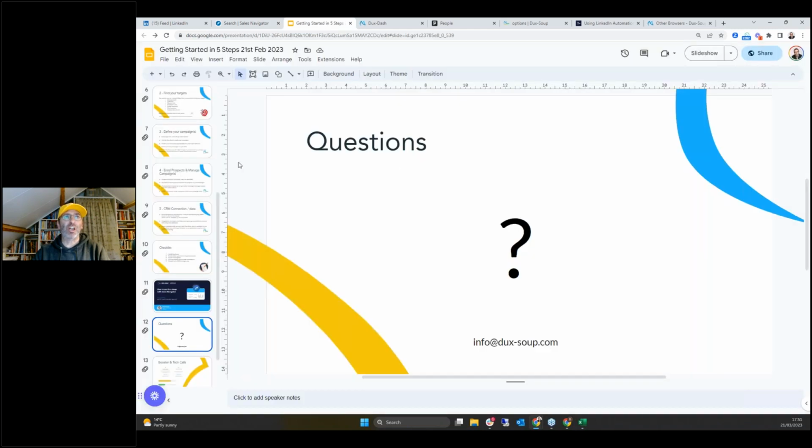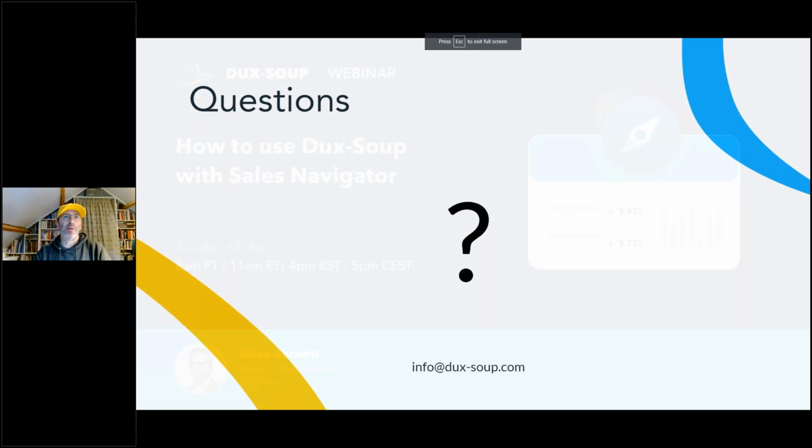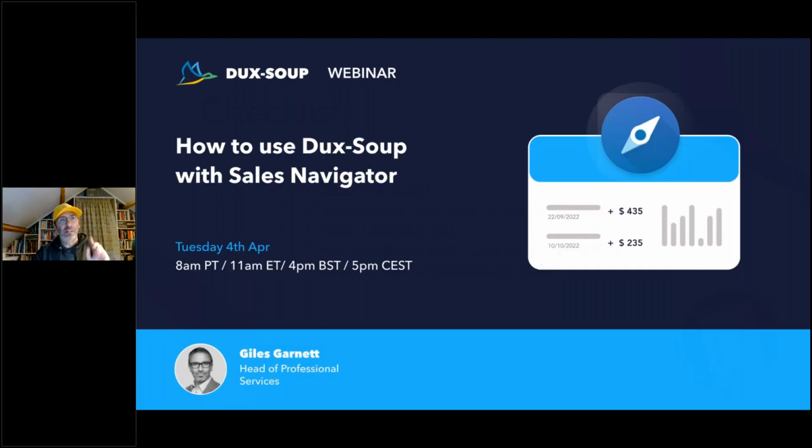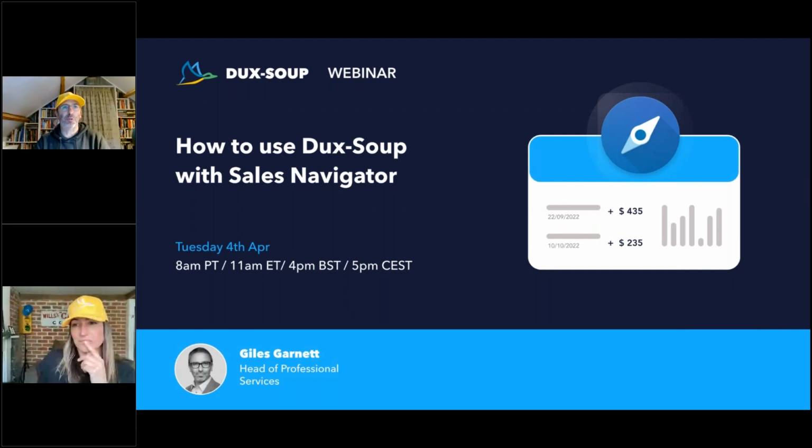Cool, so let's go back to the slideshow. Just for one last time, our checklist is: install Dux Soup, define your list of targets, create your campaigns, enroll your prospects and manage your campaigns, and then deal with your data. In two weeks' time, we're doing Dux Soup with Sales Navigator, touching on all of those possibilities.